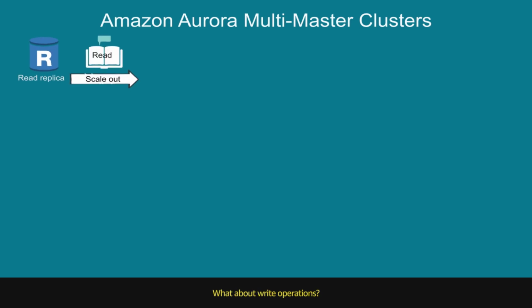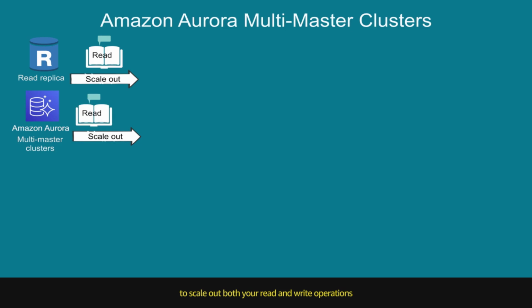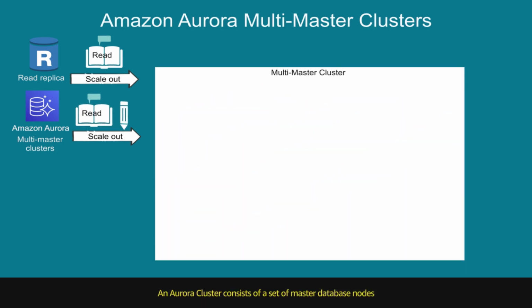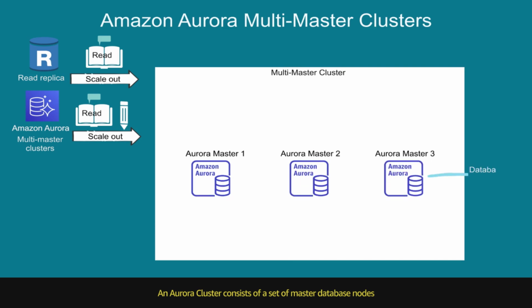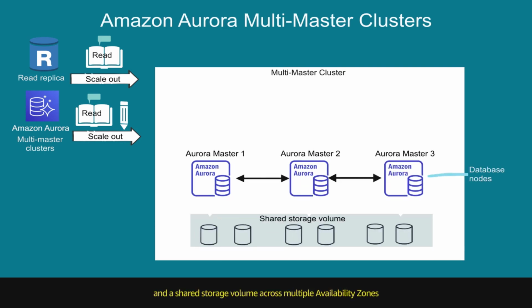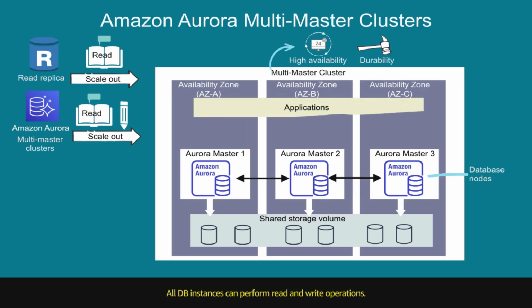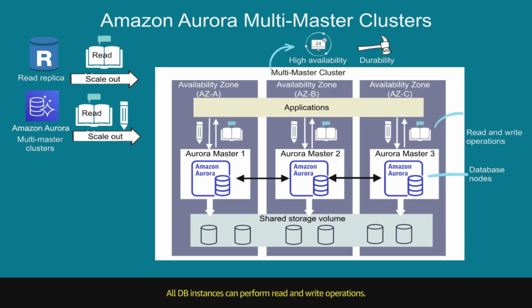What about write operations? The Amazon Aurora Multi-Master Clusters feature provides the capability to scale out both your read and write operations. In a multi-master cluster, an Aurora cluster consists of a set of master database nodes and a shared storage volume across multiple availability zones for high availability and durability of user data. All DB instances can perform read and write operations.